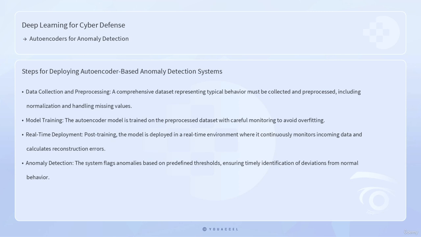In practical applications, the deployment of autoencoder-based systems for anomaly detection involves several steps. Initially, a comprehensive dataset representing typical behavior must be collected and preprocessed. This includes normalization, handling missing values, and potentially augmenting the data to enhance model robustness. The autoencoder model is then trained on this dataset, with careful monitoring to avoid overfitting. Post-training, the model is deployed in a real-time environment where it continuously monitors incoming data, calculates reconstruction errors, and flags anomalies based on predefined thresholds.